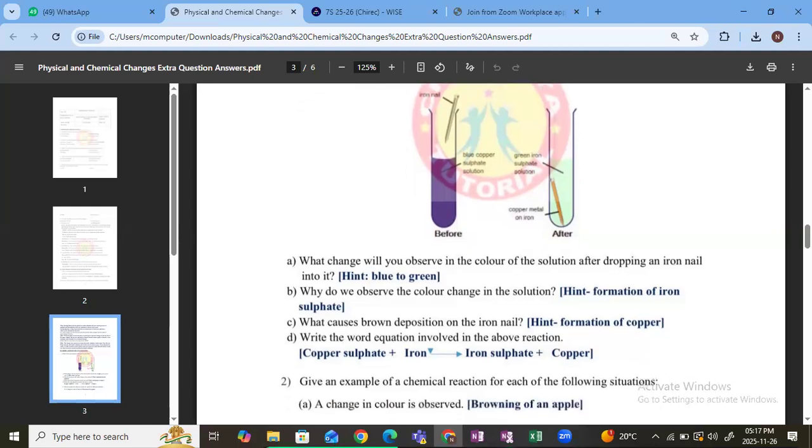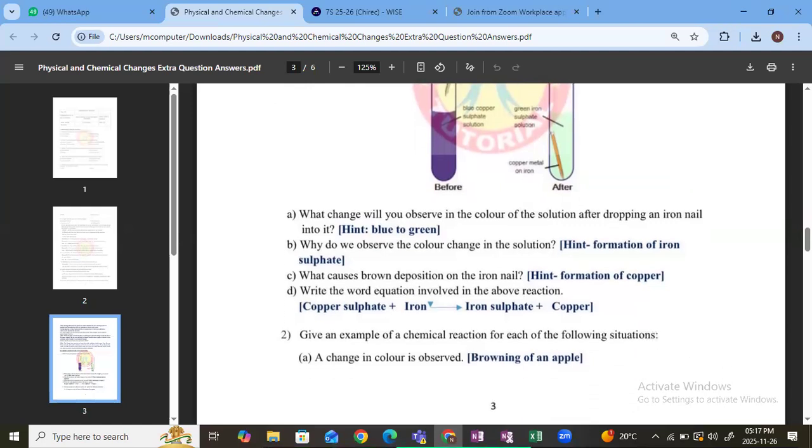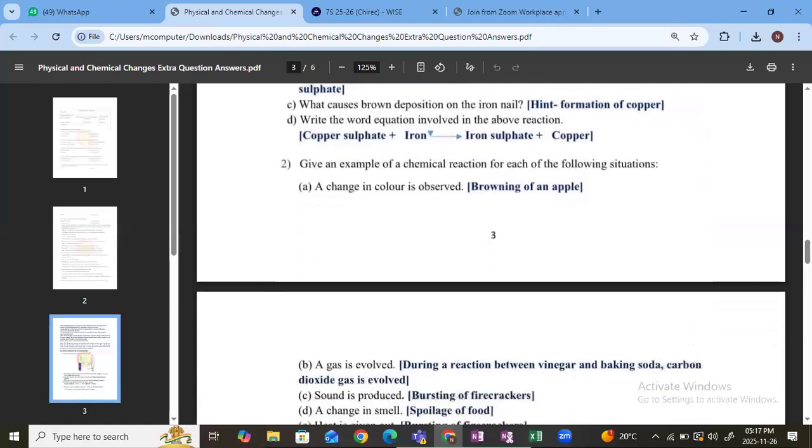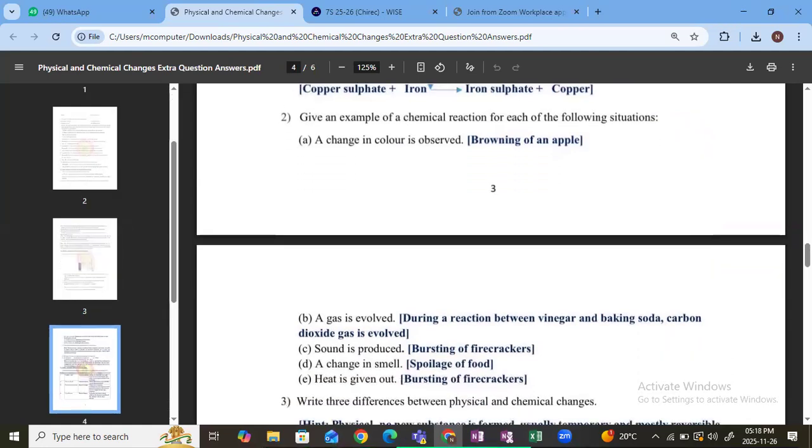Okay, good. Now give an example of a chemical reaction for each of the following. A change in color is observed. Rusting of iron, yes, rusting you can say. Gas is evolved. Ma'am, like cooking of food. Yeah, that you can say. Ashes and carbon dioxide is released. Burning of paper. Boiling of water, you can get water vapor.